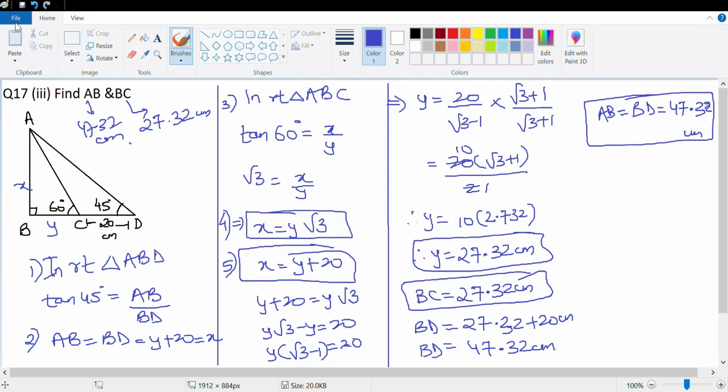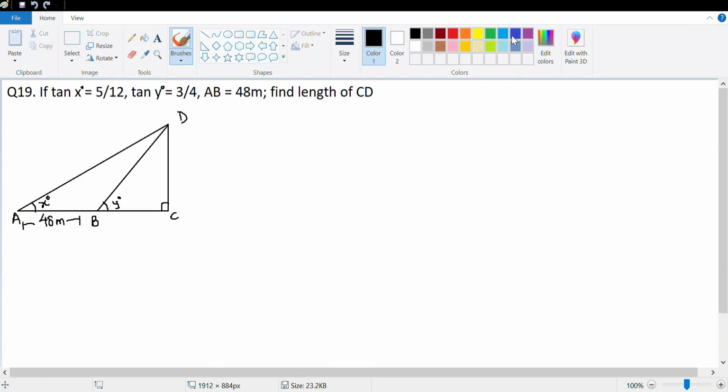The next question that we do is question number 19. So question number 19 says tan x is equal to 5 upon 12 and tan y is equal to 3 upon 4 and AB is equal to 48. Find length of CD. So for both x and y, this is the perpendicular, which means we are looking at again tan. So let's just write this down.